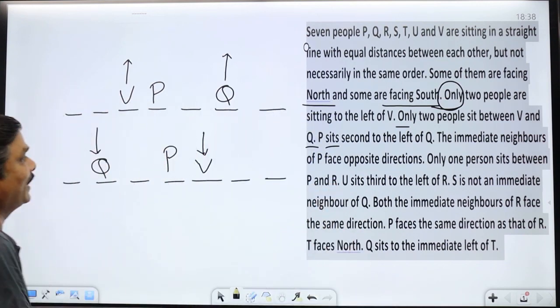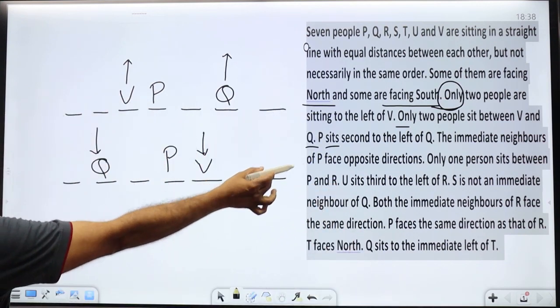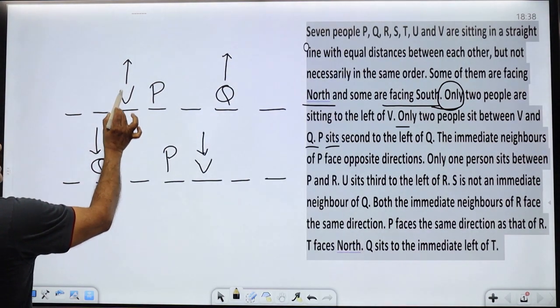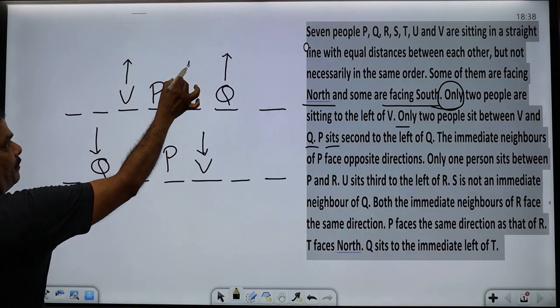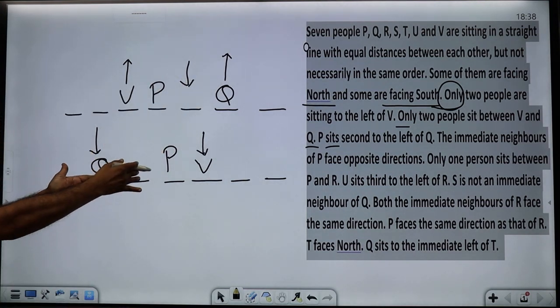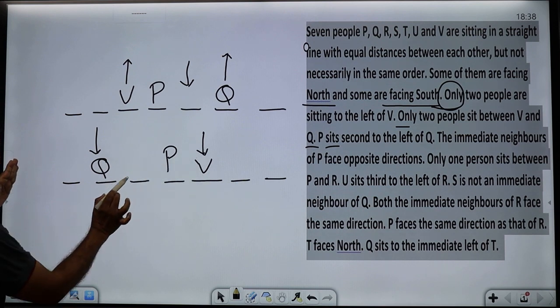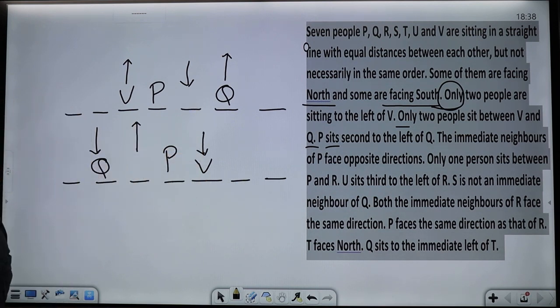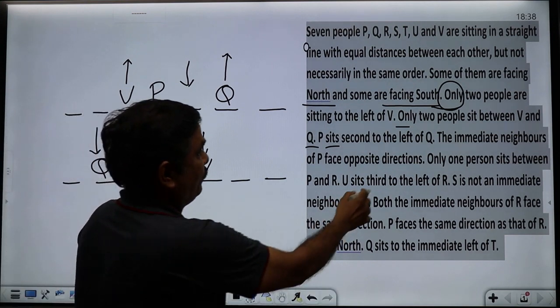Okay, now let's take this one. Immediate neighbors of P face opposite directions. This is P. One of the neighbors is V, facing north. The other person must face south. As simple as this one. Okay, even here also, this is one neighbor, this is the other neighbor. This neighbor is south, this one should be north. Okay, now go for the next information here.